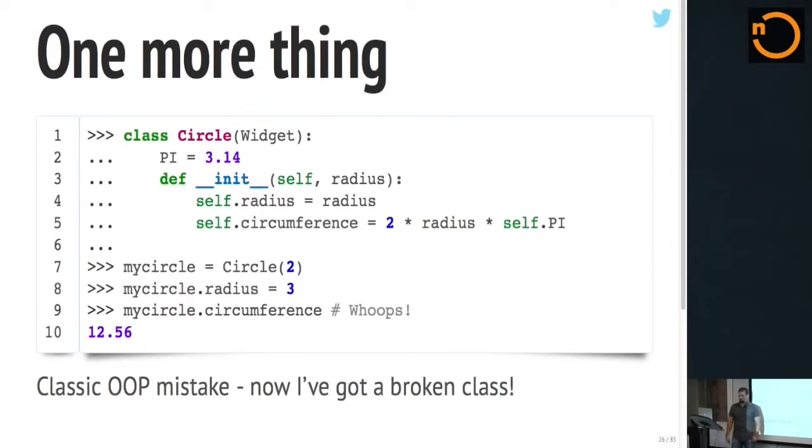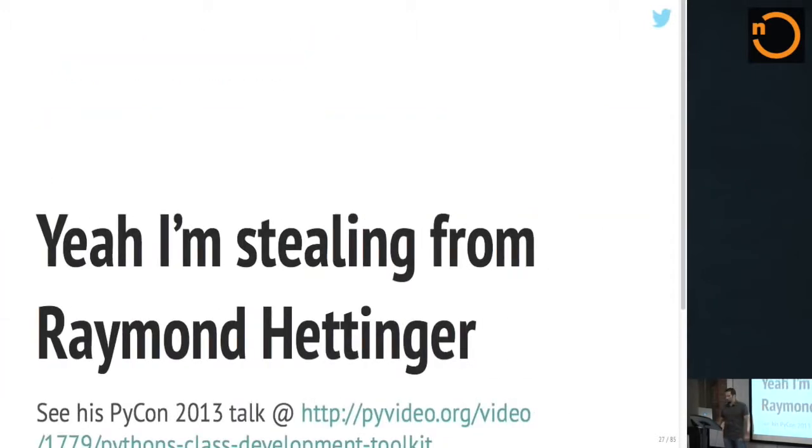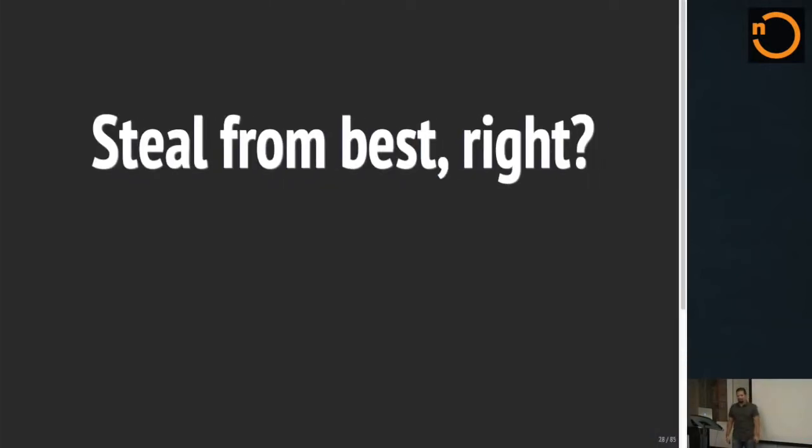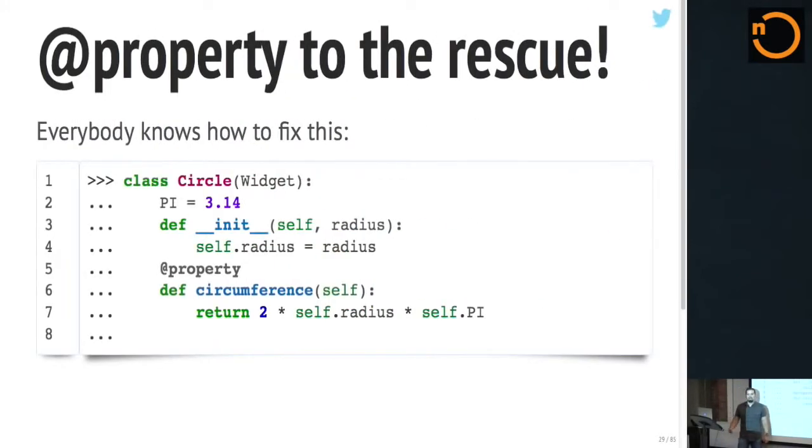So, yeah, I'm stealing from Raymond Hettinger. You can go watch his PyCon talk, and he's got circles and explains this stuff, but steal from the best. So everybody knows how to fix this particular problem, right? It's really beautiful in Python.